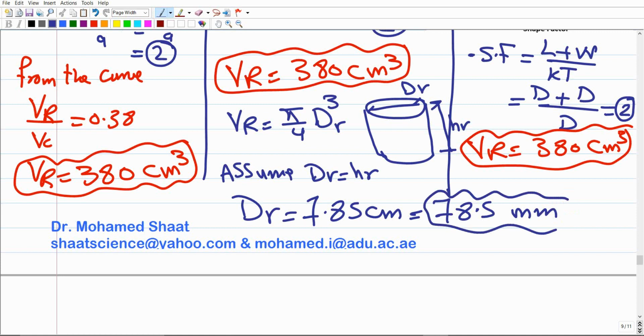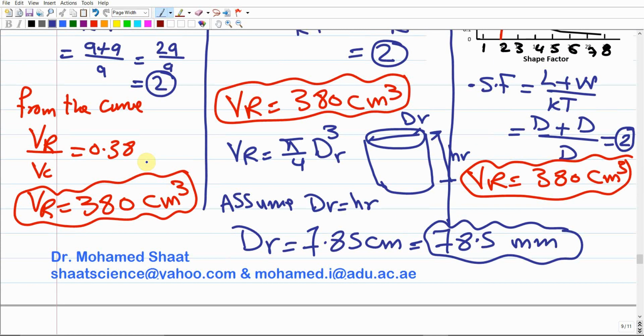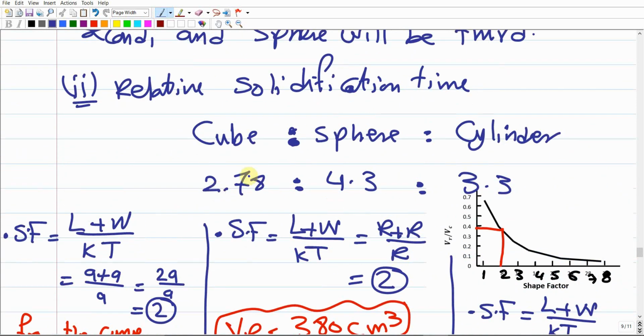So as you can see, the same riser should be used for all of the castings, since all of them have the same volume, and the same shape factor according to the Navarre Research Lab method. But according to Chvorinov's method, different risers should be used for the 3 castings. This casting will use a riser that is different than the riser of the sphere, that is different than the riser of the slender. This is according to Chvorinov's method.